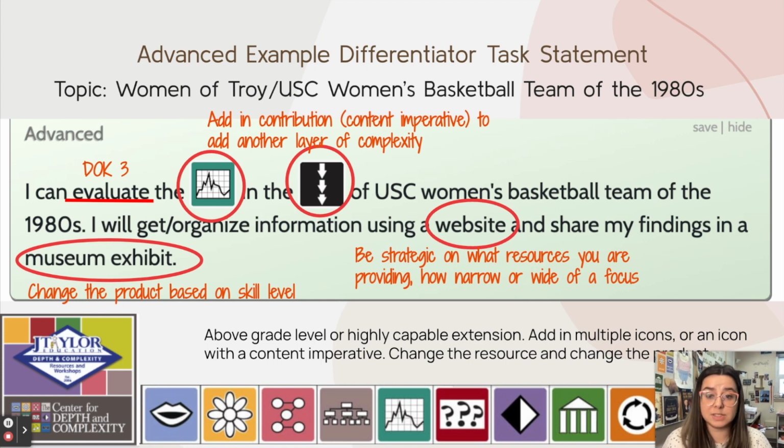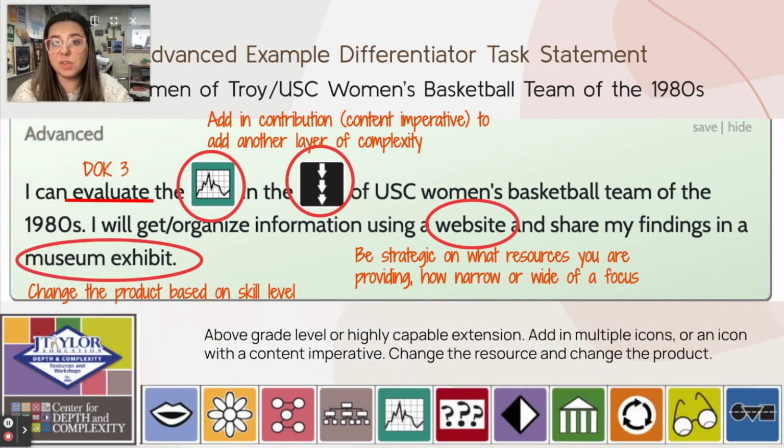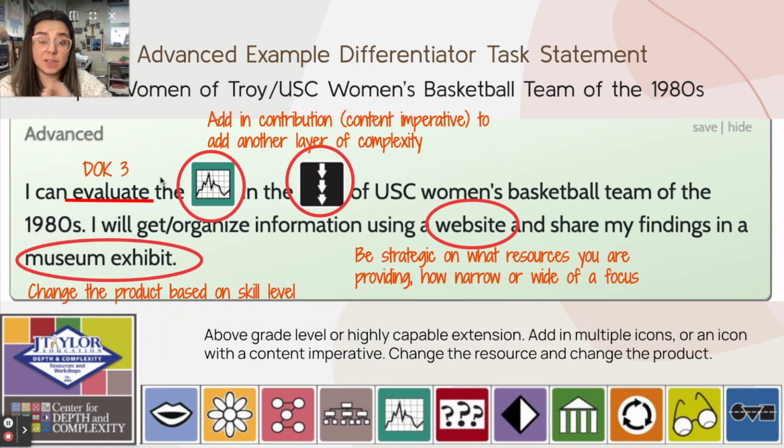So change the product based on the skill level. So you could add in multiple icons. You could add in an icon with a content imperative, and then varying your resources, varying the products that you're having them create. Then you can make a menu or assign it based on groups, like this is your project, this is your project, this is your project, and thinking about what fits best for your students, and also which icons fit best for that topic.